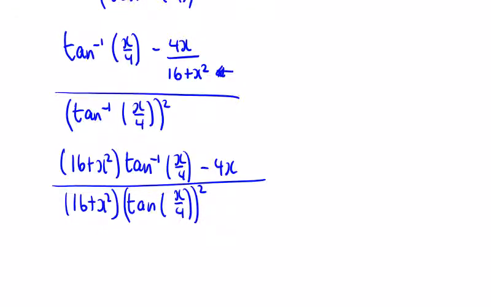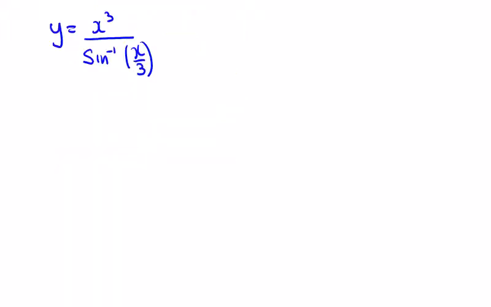Because the brilliant Ed McEntee has requested this video, I'll do a couple more. So this one, y is equal to x cubed over the inverse sine of x over 3. X cubed goes to 3x squared. And the inverse sine of x over 3, this is the one's positive 1 over the square root of 9 minus x squared.